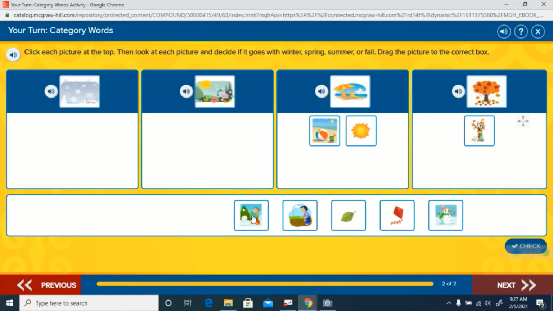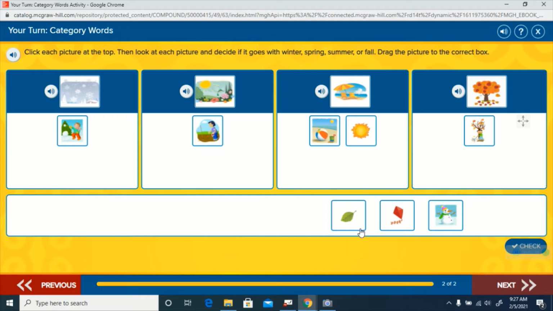When do we usually wear a scarf and play in the snow? In the winter time. Here a woman, maybe a mother, is planting seeds. When do we plant seeds a lot? In the spring. And here we have a leaf that has fallen off of the tree. It's still green, but it has fallen off of the tree.